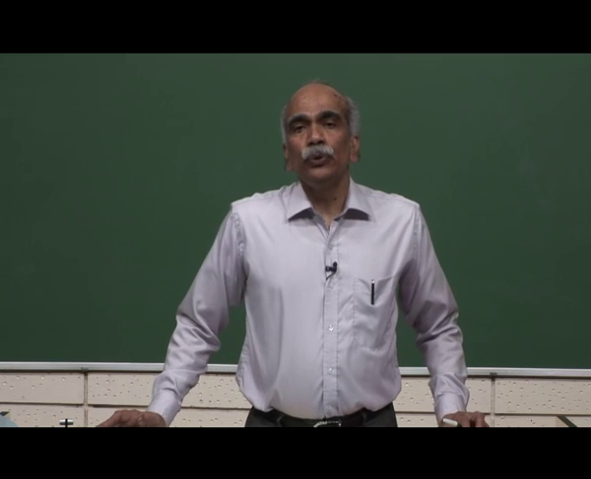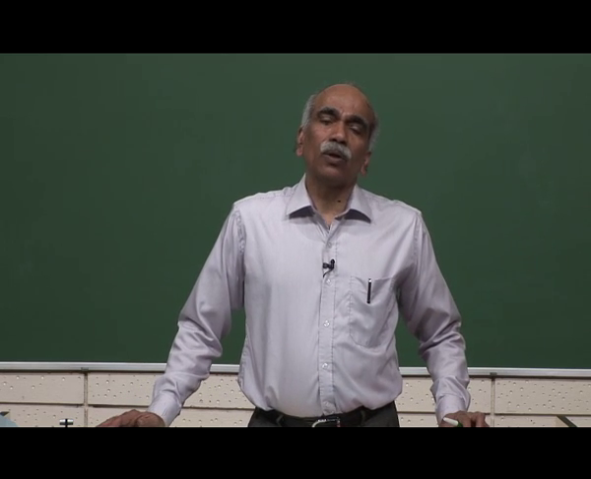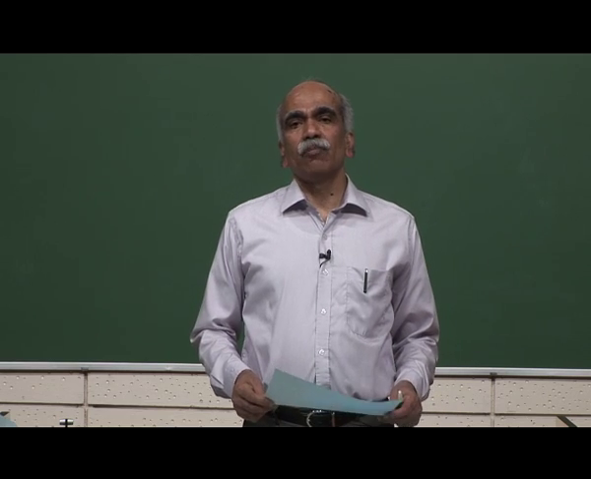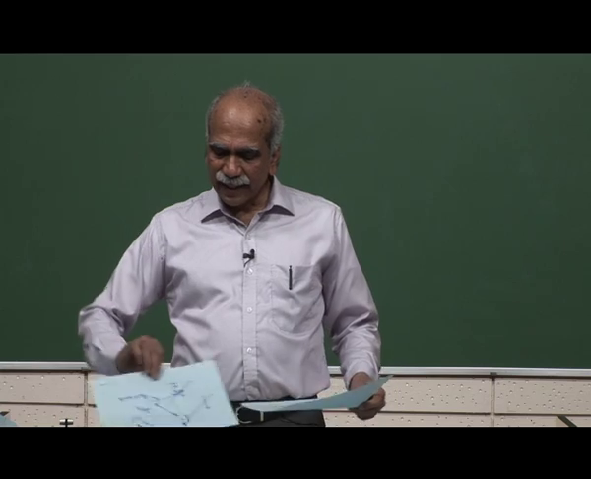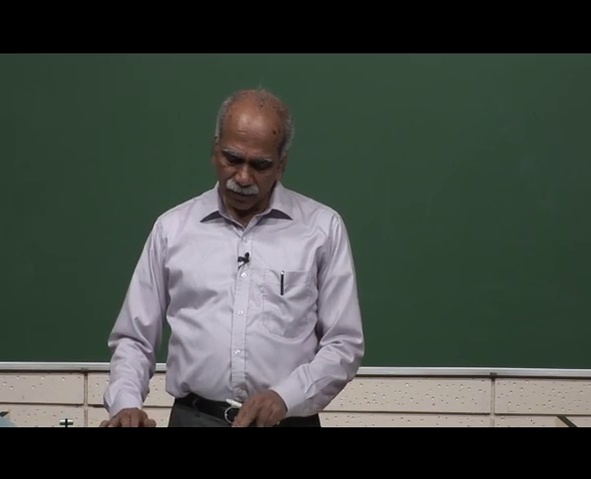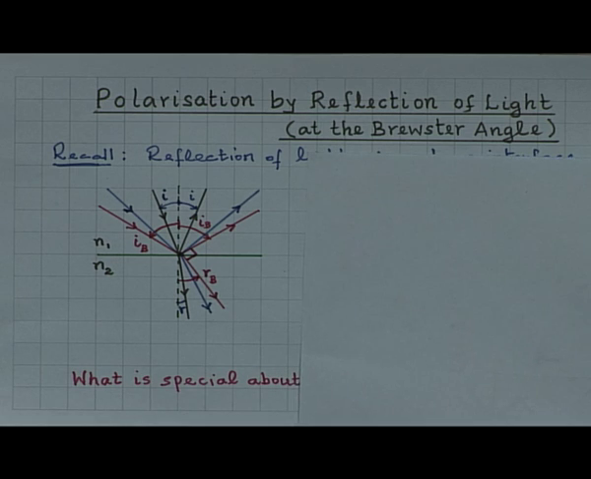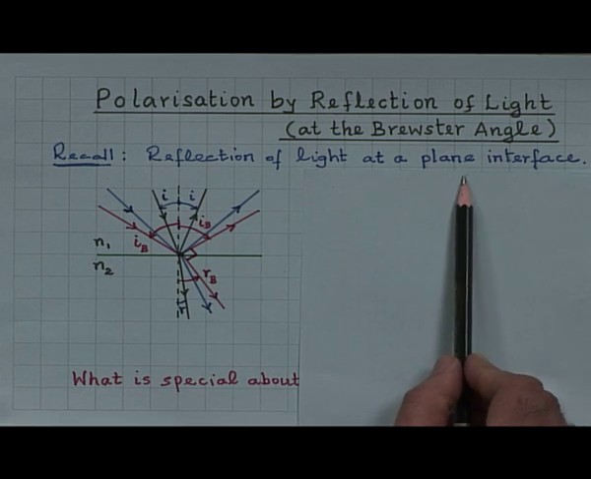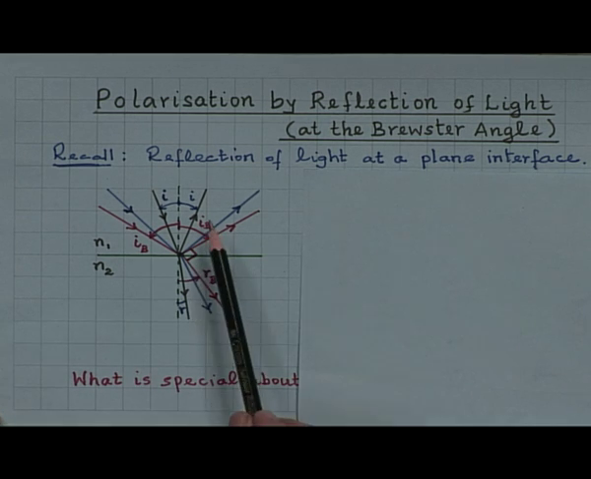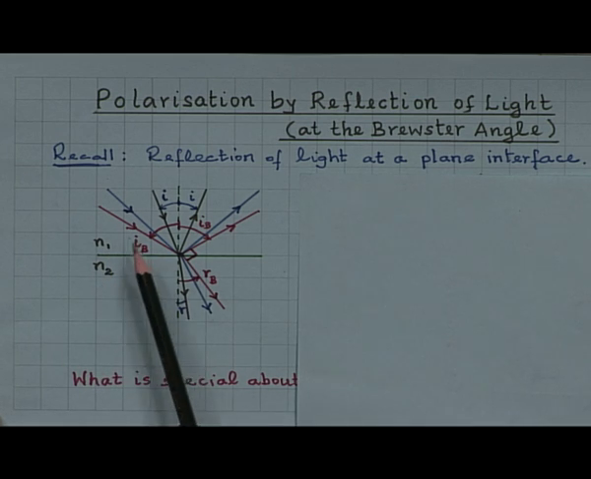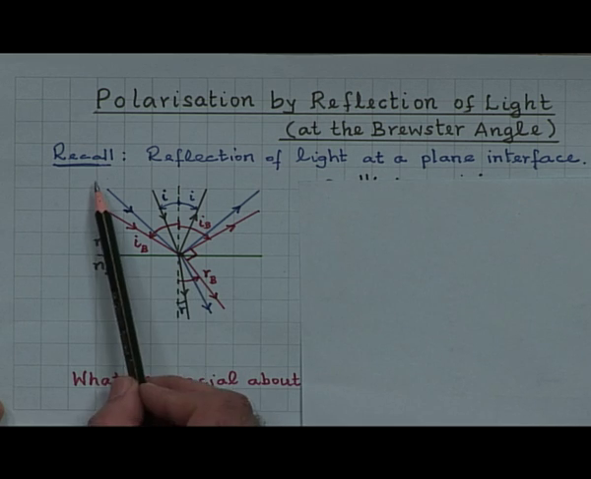One of the ways is to use a polarizer sheet or a Polaroid sheet, but there is another important technique, that is polarization by reflection. So, let us look at the second technique, which is polarization by reflection of light. Now, let us first recall reflection of light at a plane interface. In ray optics earlier, we had discussed reflection of light at an interface, and we had also discussed Snell's law.